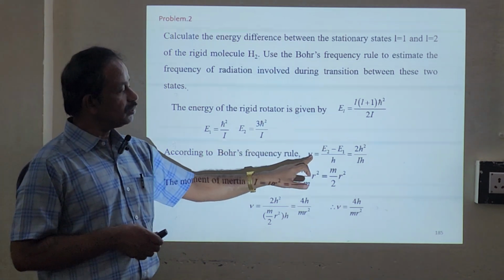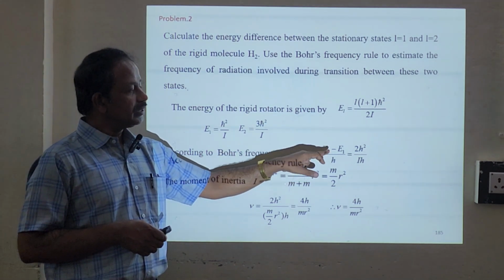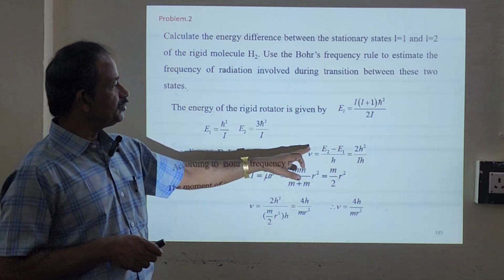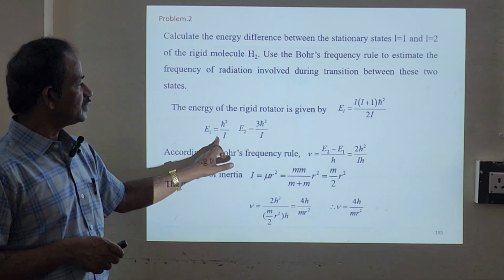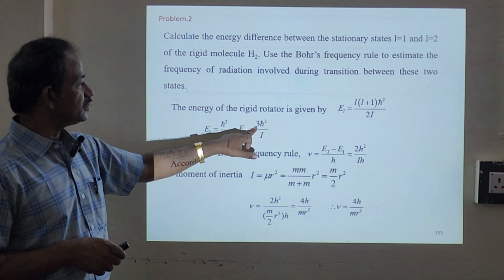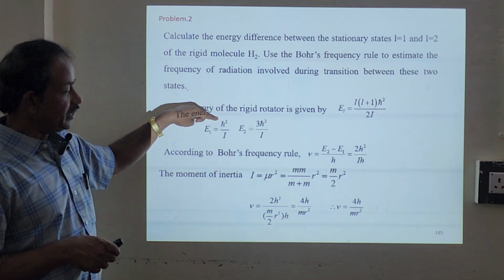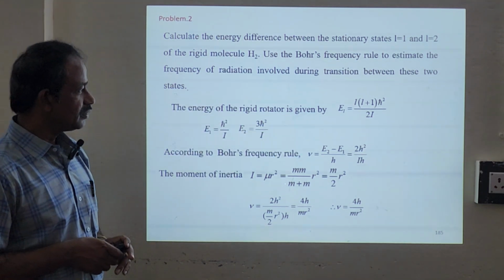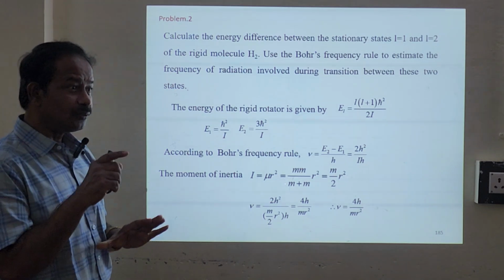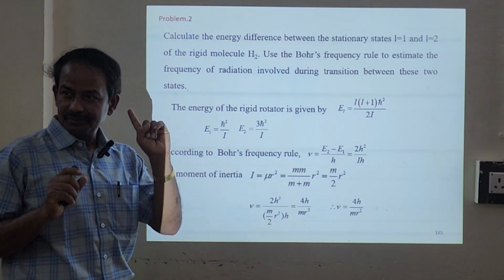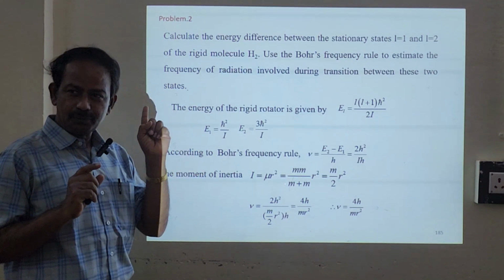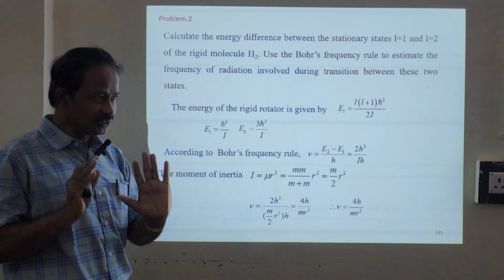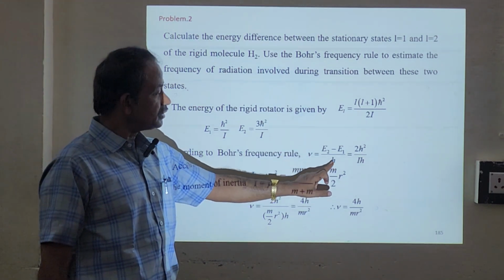What is Bohr's frequency rule? Which is nothing but nu equals E2 minus E1 by h. So E2 minus E1 is given by, you just subtract, 3 h bar square minus h bar square will give 2 h bar square divided by I h. Okay, E equals h nu. That is Bohr's rule, not h bar. Bohr has taken from Planck's idea, E equals n h nu. This is h nu, so that's why it has come as h.